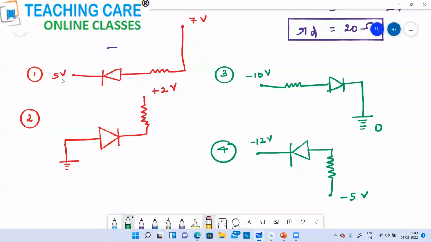Can you hear me? Yeah, tell me. What is this? Reverse or forward biased? The reverse. No? Why? Oh no, sorry, the minus. Minus, okay. So it is higher potential. P is at higher potential and N is at lower potential. Then it is forward biased.